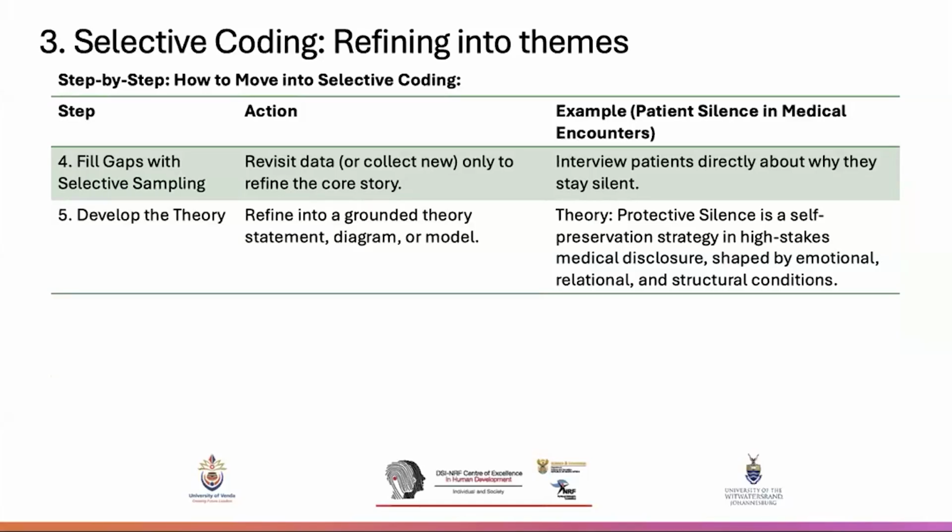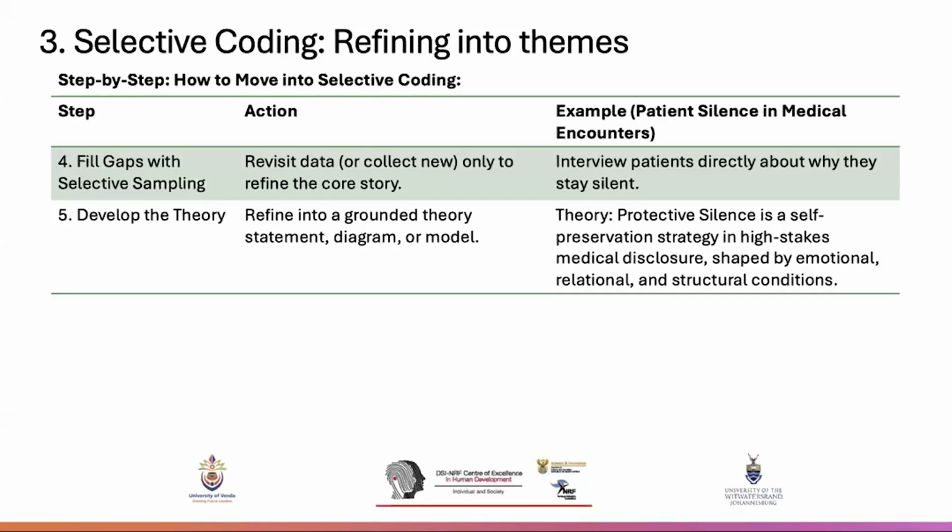And moving on, we now start talking about the 4th step. And this is, how do you move into selective coding? And this would involve you filling gaps with selective sampling. And you do this by revisiting your data, so that you can refine even more. Remember, we talked about the issue of data saturation. So you do not stop until you have uncovered all sorts of new meanings from your data.